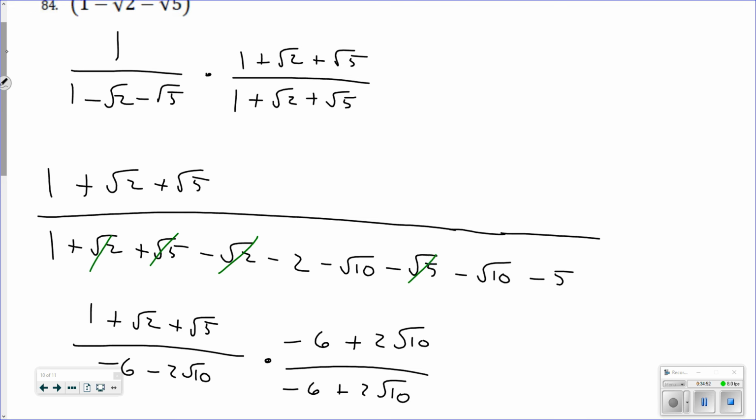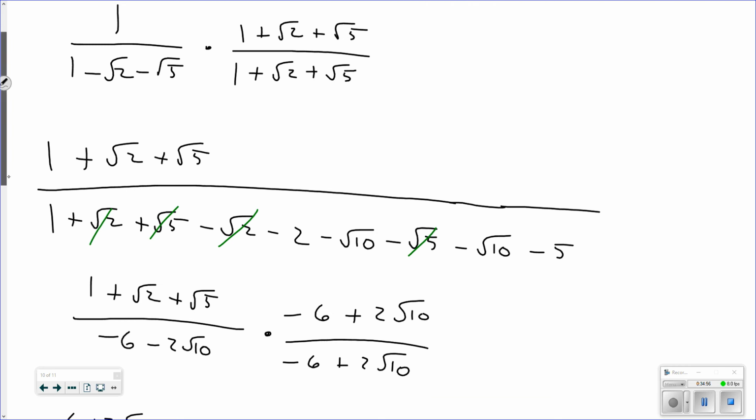I get that, but how did you get this? 1 times 1 is 1. 1 times root 2 is root 2. 1 times root 5 is root 5. Negative root 2 times 1 is negative root 2. Negative root 2 times positive root 2 is negative 2. Negative root 2 times root 5 is negative root 10. Negative root 5 times 1 is negative root 5. Negative root 5 times positive root 2 is negative root 10. Negative root 5 times positive root 5 is negative 5.